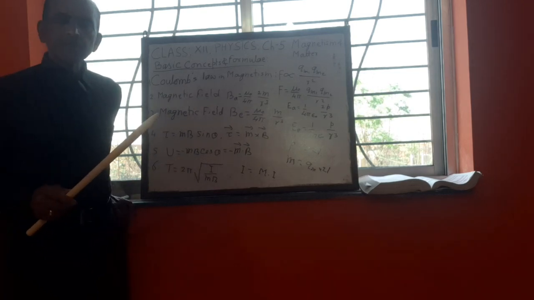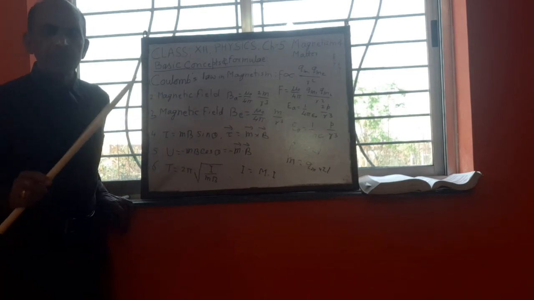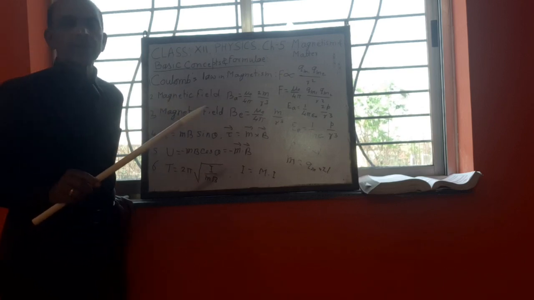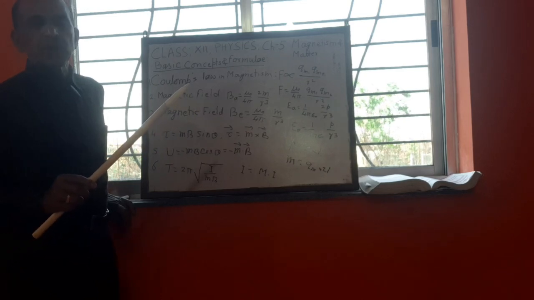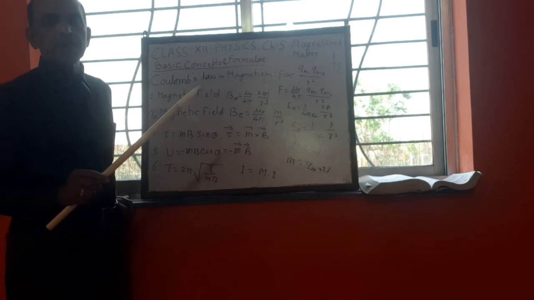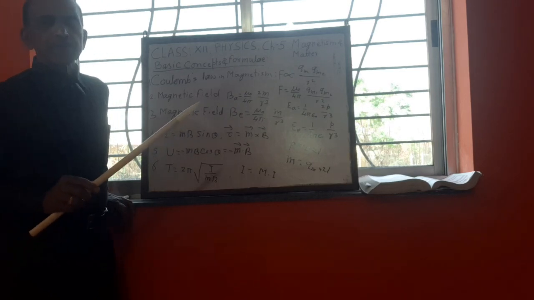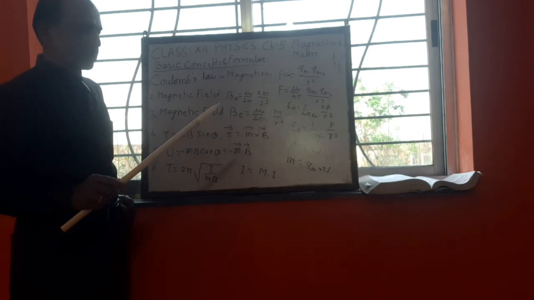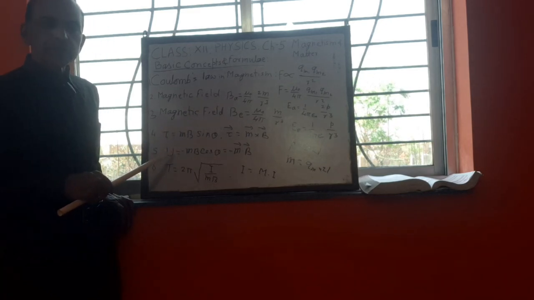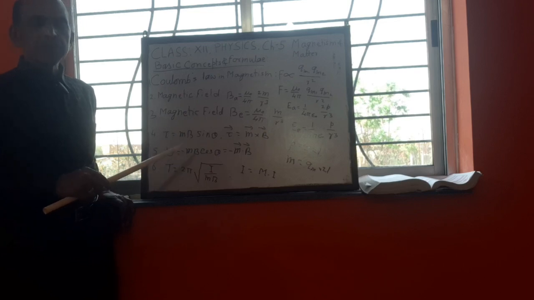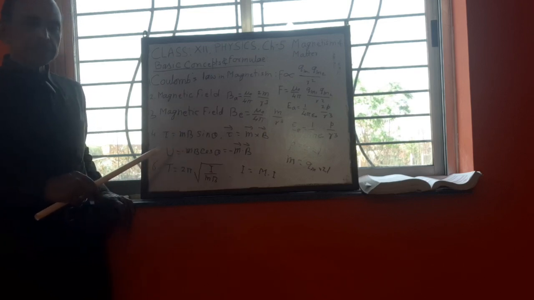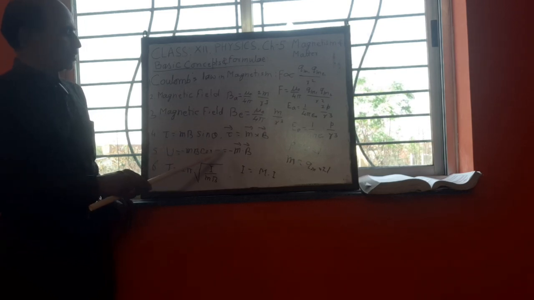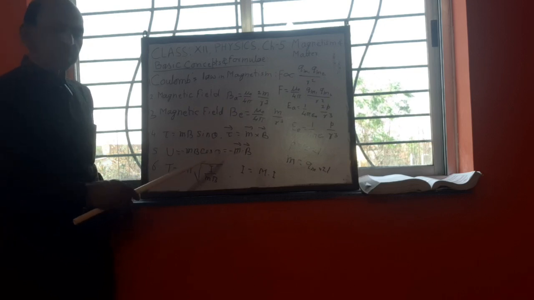In the same way, an electric dipole is placed in a uniform electric field and it is rotated. So in rotation work is done. That work done is stored in the form of potential energy. Potential energy of an electric dipole in a uniform electric field, U, is equal to minus P E cos theta. In the same way, for a magnetic dipole, this bar magnet, placed in a uniform magnetic field, the potential energy U is equal to minus MB cos theta. In vector form it is equal to minus M dot B.